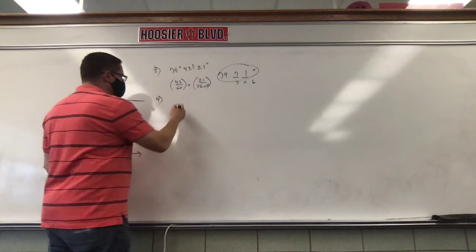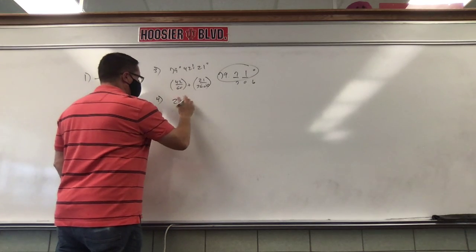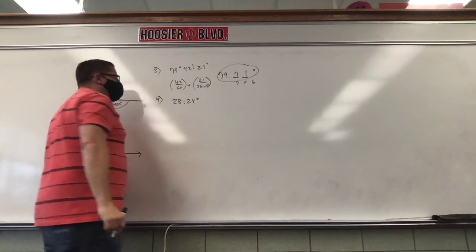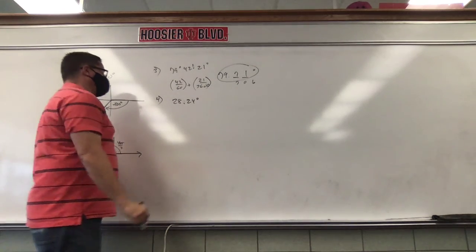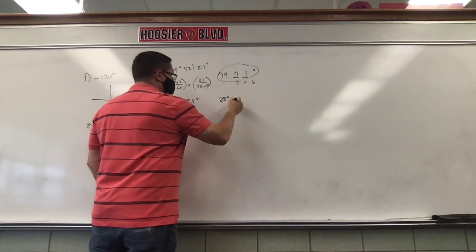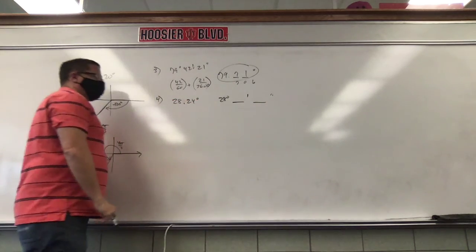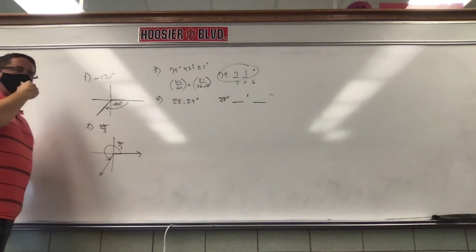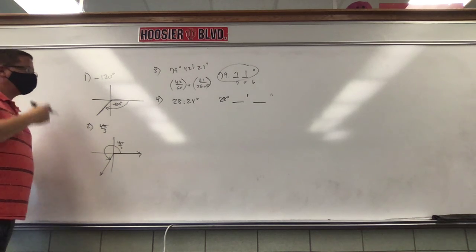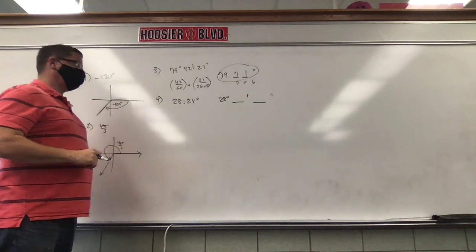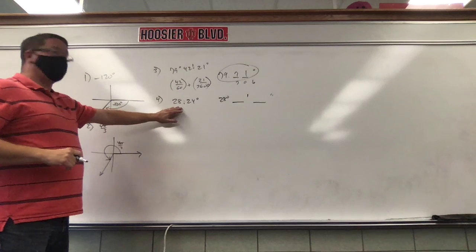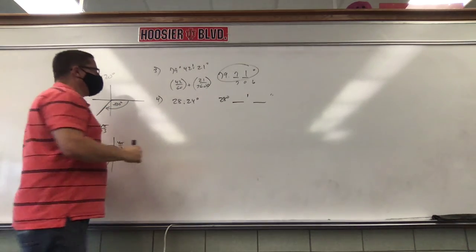Okay, 28.24. Yeah. Okay, they want it in degrees, minutes, seconds. So we know it's going to be 28 degrees. We got to find out how many minutes and how many seconds. And again, it's been a long time since we've done these ones, okay? Divide 28 by... not 28. No, we've already dealt with the 28. Oh, yeah, the 24. Take 24 and work backwards.